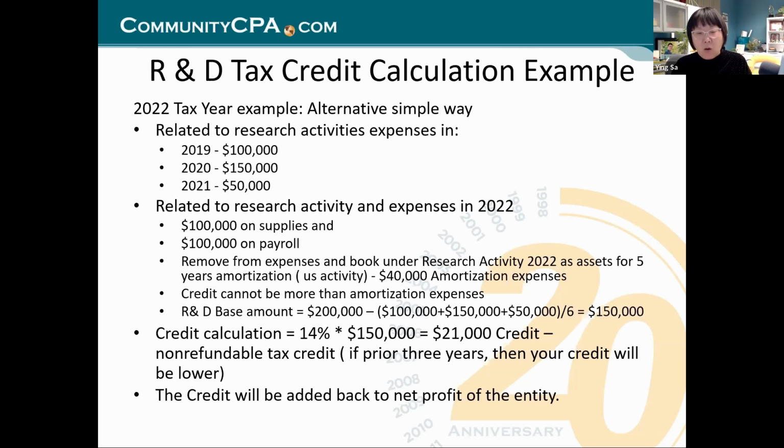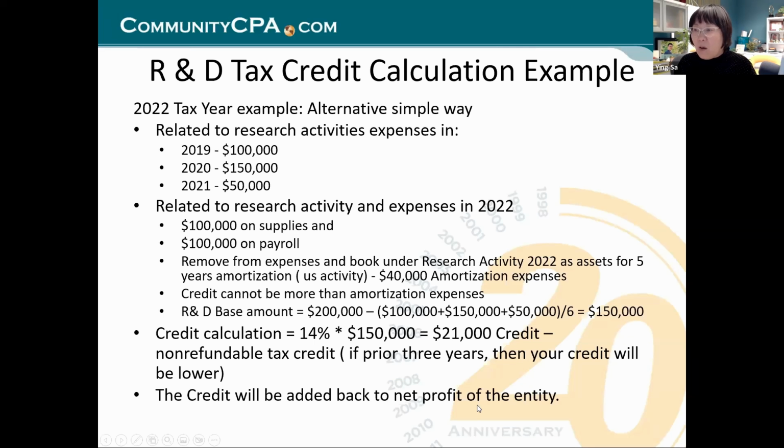All right, so with that said, we got $21,000 for the credit. Same thing, you want to decide whether to offset your income tax or offset your payroll tax. Which way to do it really depends on how your business is doing, right?